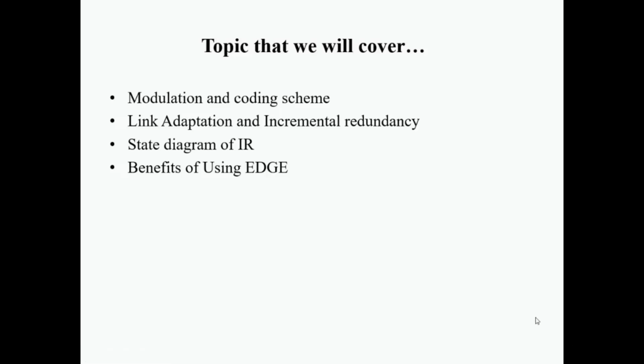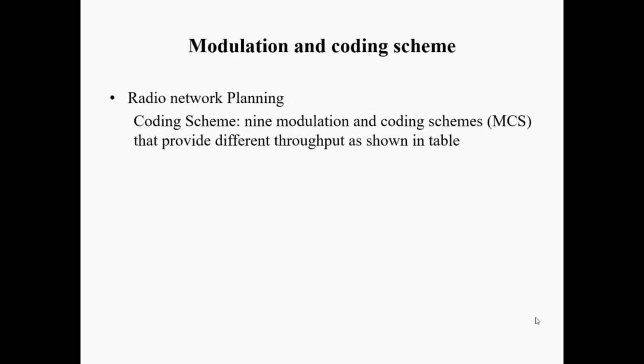Welcome to the course Introduction to Cellular Network. Today we will discuss the modulation scheme, link adaptation, and incremental redundancy. We will also see the state diagram of incremental redundancy, also known as IR, and our last topic will be the benefit of EDGE for both the user and the operator. So let's start. Last time we talked about the higher throughput in EDGE. Today we will discuss how we achieve higher throughput in EDGE.